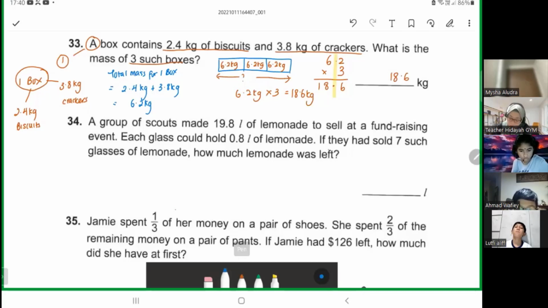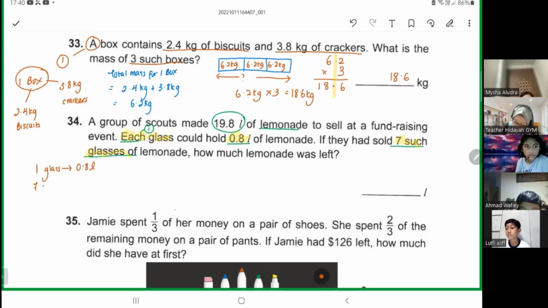Next one. A group of scouts made 19.8 liter of lemonade to sell at a fundraising event. Each means one glass could hold 0.8 liters of lemonade. If they had sold 7 such glasses of lemonade, how much lemonade was left? So what I know here is each glass is 0.8 liters. Now I have 7 glasses. I need to find that one first. One glass, 0.8 liters. Right now I have 7 glasses.